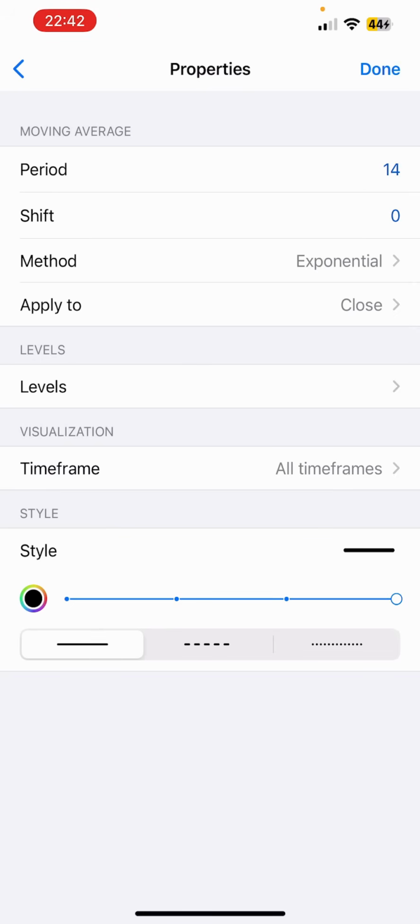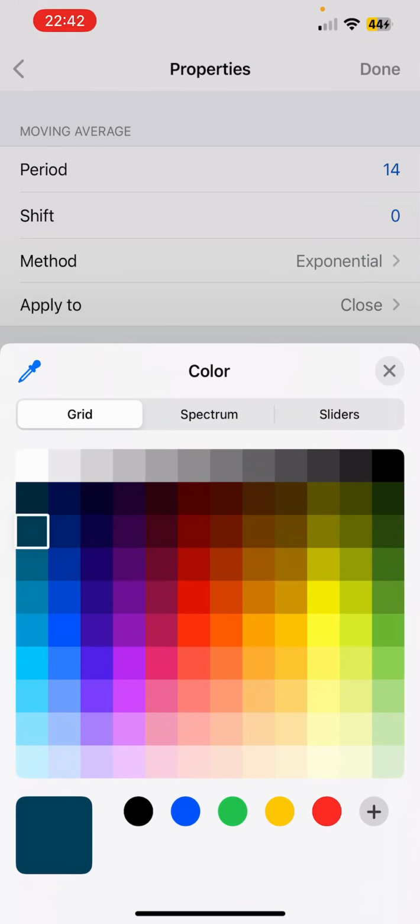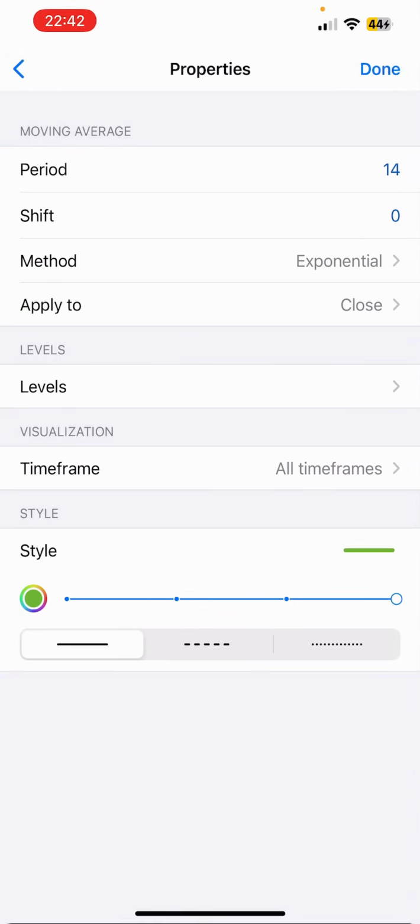You come to the style. Just follow exactly what I'm doing. We are going to select green, and we are good to go. This is green. If this line is thin, just increase it like this. If yours is like this, make sure you increase it and press this straight, thick line. So the period is 14, the shift is 0.